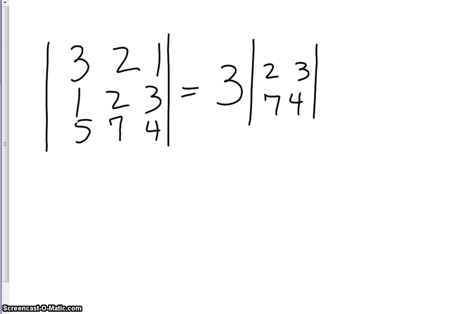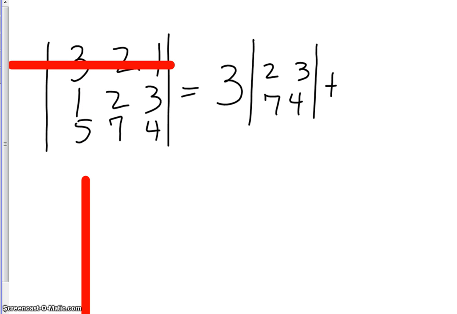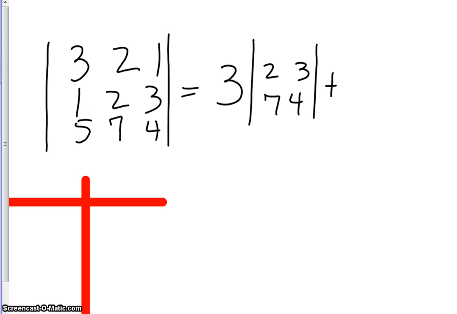Well, how did I get 2, 3, 7, 4? What I did there is I got rid of the column and the row that 3 was in, and I'm going to multiply it by the matrix there. Then I'm going to do the same thing now for the 1. That's my 1.